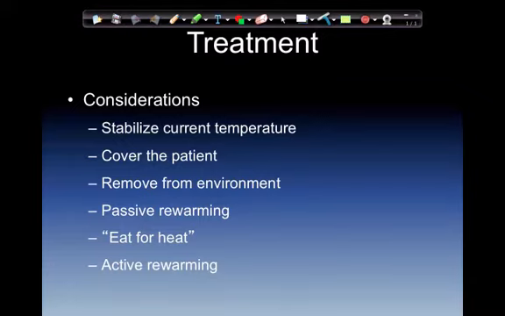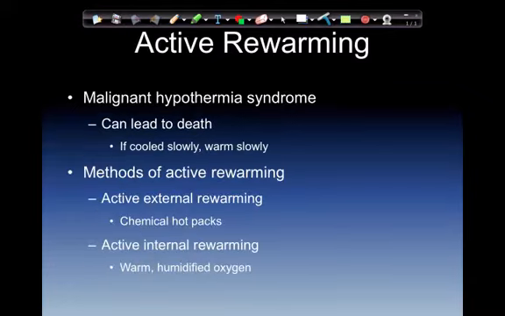Active rewarming is adding heat to the body. In active rewarming, we should always watch for malignant hypothermia syndrome, which can lead to death. If cooled slow, warm them slow.